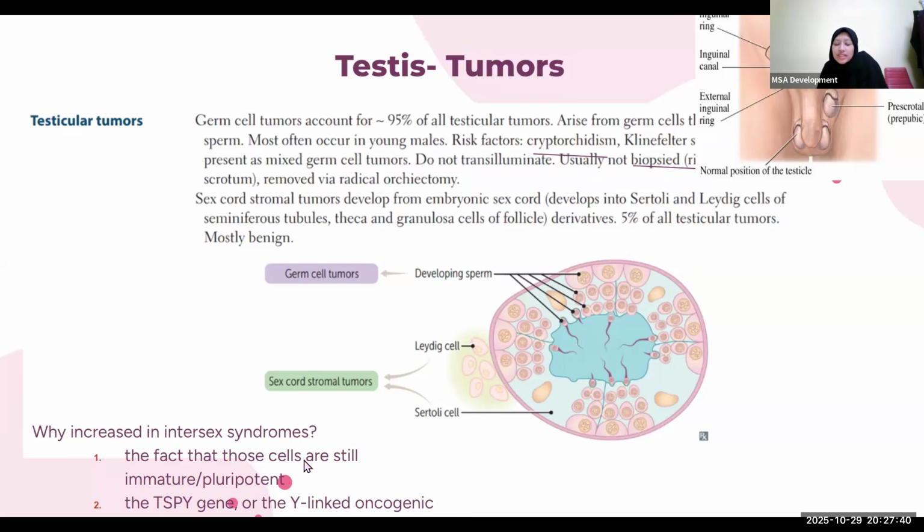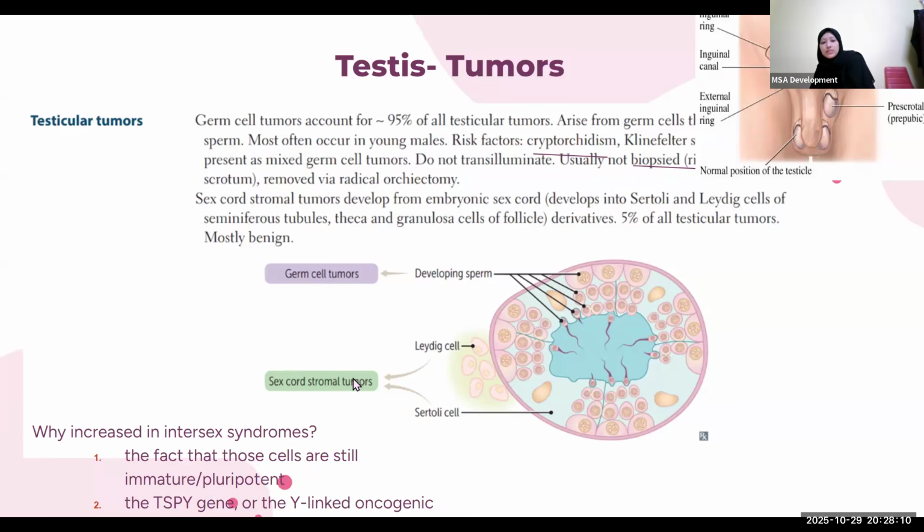So that's why the cells will be immature. They will not really be functioning from the beginning in the first place, predisposing it to tumor. Another important thing is it can cause painless firm mass of the testis, and you do not biopsy tumors at all because it will increase risk of seeding or spreading of the tumor elsewhere. So you do not want to do that. You just go straight to surgery and remove the tumor.